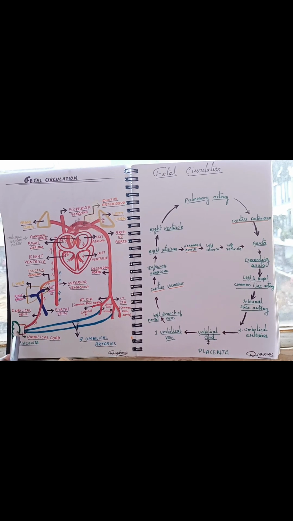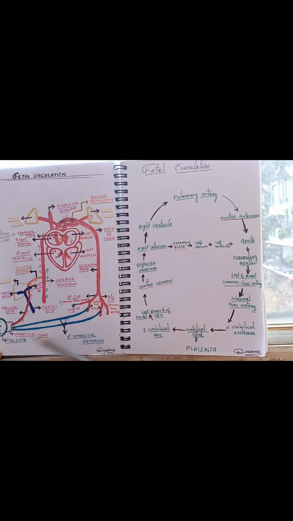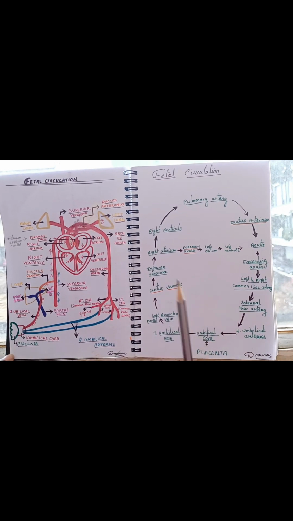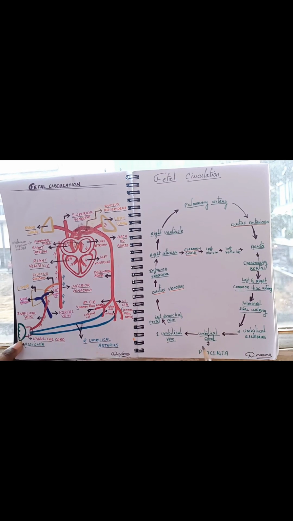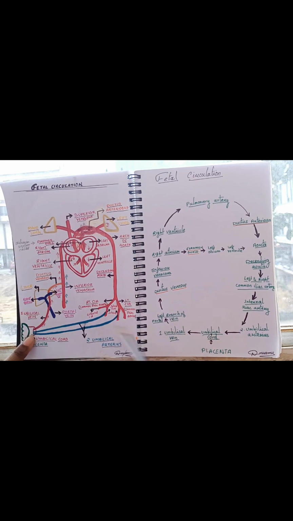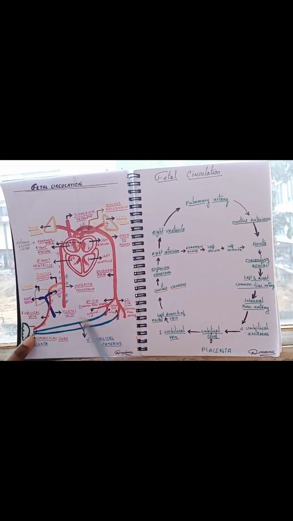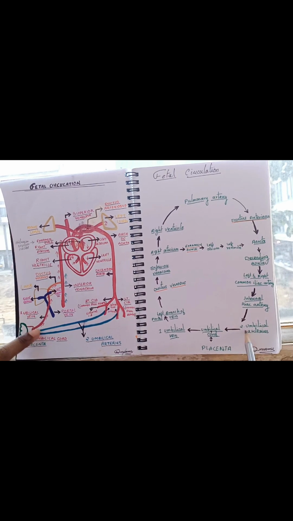So is it clear? Now we'll see the flow chart. I have shown the diagram, now we'll come to the flow chart. This is the placenta. This is the umbilical cord. And you can see the three vessels here: one is the umbilical vein and two are arteries. So these are the two arteries.